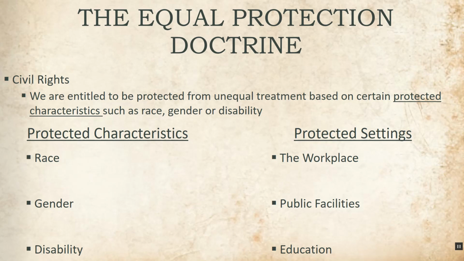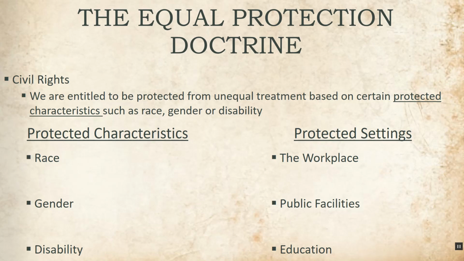So African Americans are a protected class because that is a race group. Women are a protected class because that is a group defined by its gender or sex. People who have disabilities, they are protected from being discriminated against on the basis of those disabilities.